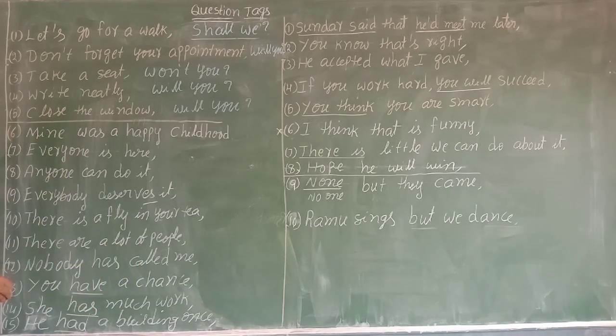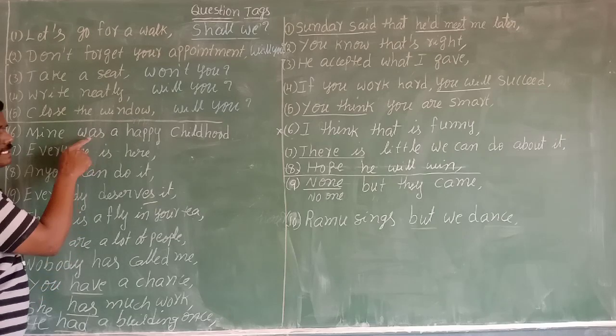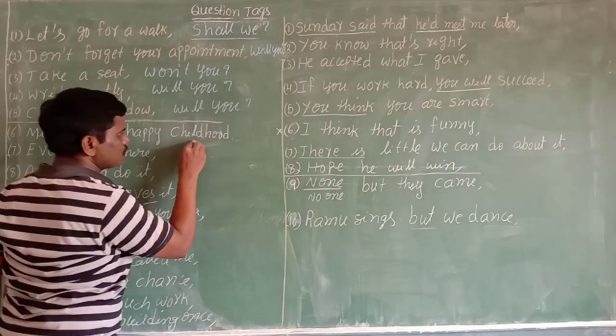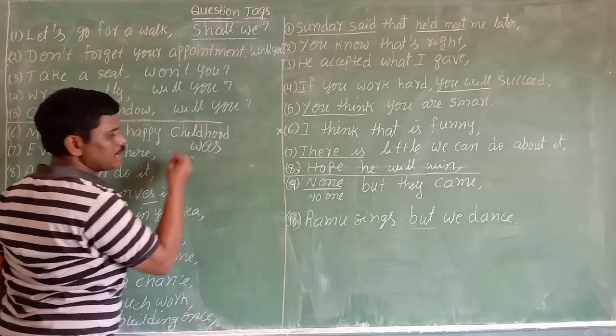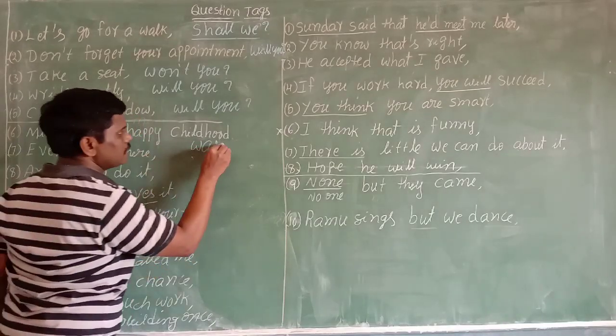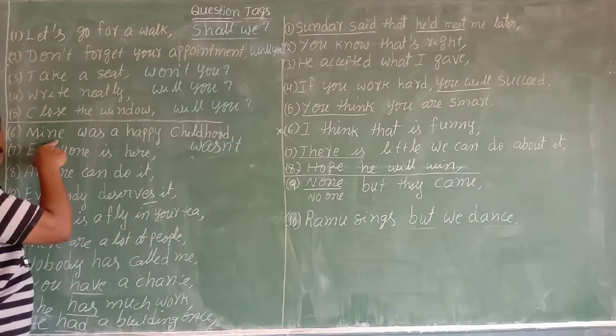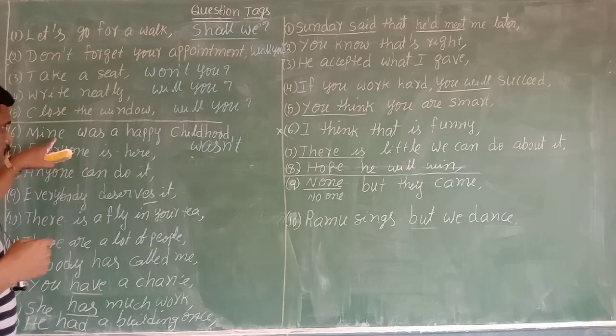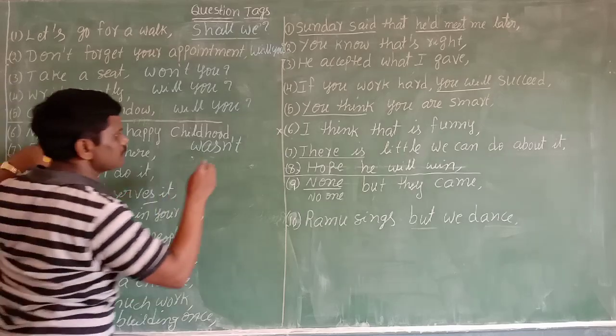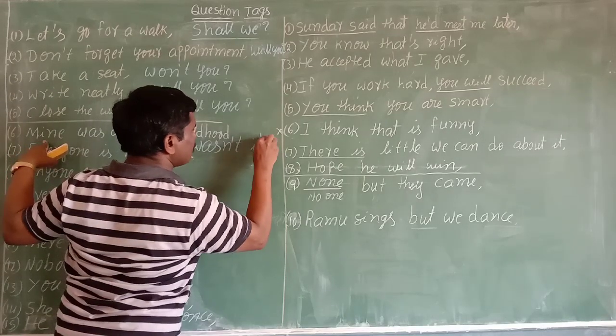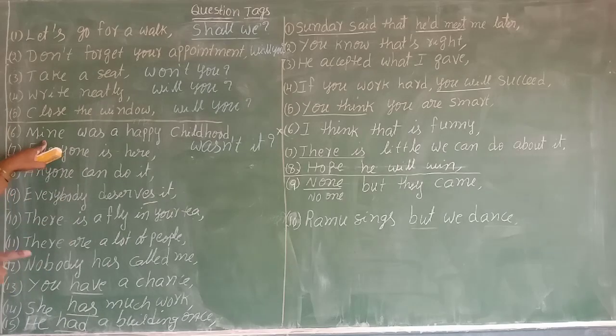Mine was a happy childhood. Mine was. What is the helping verb? Was. So the question tag is was. No negative word, so contraction: wasn't. But here, for the subject, we have to write only a pronoun: I, we, you, he, she. He means boy. She means girl. It, only one thing. So the answer is wasn't it. You should not write mine. That's wrong. The correct answer is wasn't it, friends.